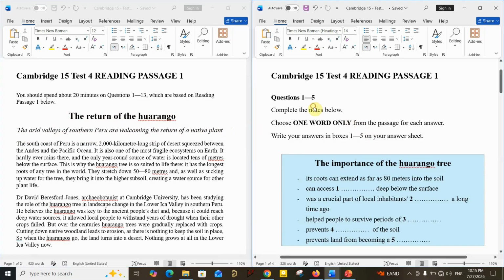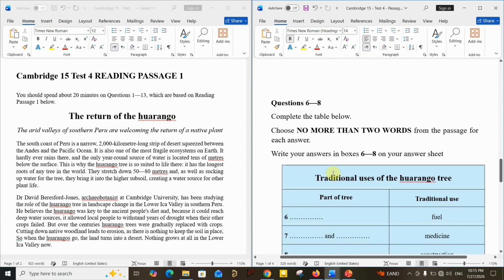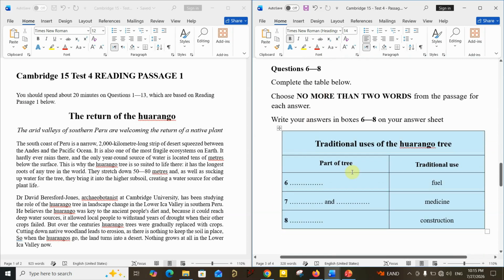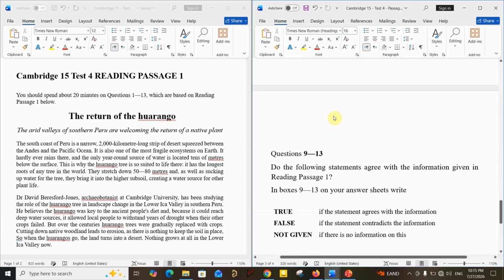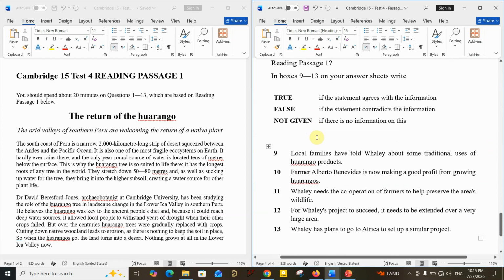And these are the questions. First of all, it is a good idea for you to just take a look at the questions. First question, complete the notes below. Notes completion, it's pretty easy to answer. Questions 6 to 8, table completion, no more than 2 words. Again, it's pretty easy. And finally, 9 to 13, true, false, not given. This could be a little bit tricky compared to those two types at the beginning.